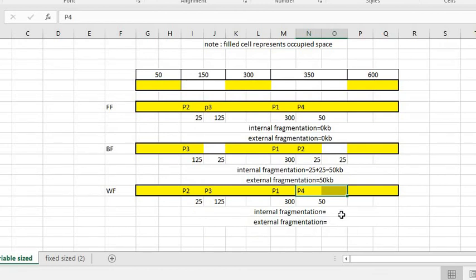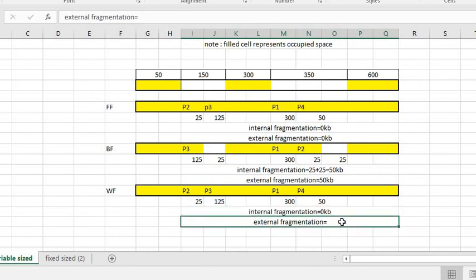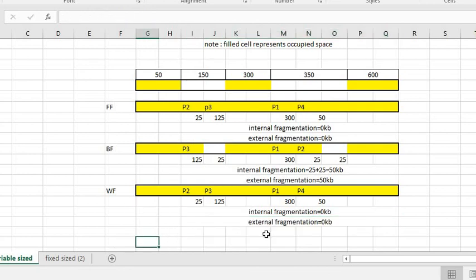Do you have any internal fragmentation here? Since there is no space left out, you could say that it has no internal fragmentation. Do you have any external fragmentation? Were you not able to allocate any of the processes even though you have free space? It's not the case, because we could accommodate all the processes successfully. So even this gives 0 kilobytes, which means the worst fit also works sometimes better under variable sized partition.